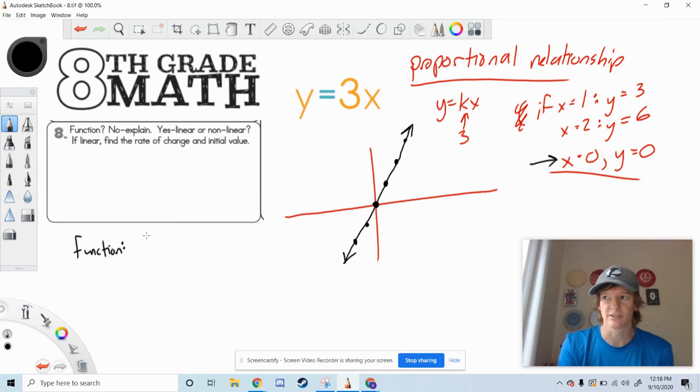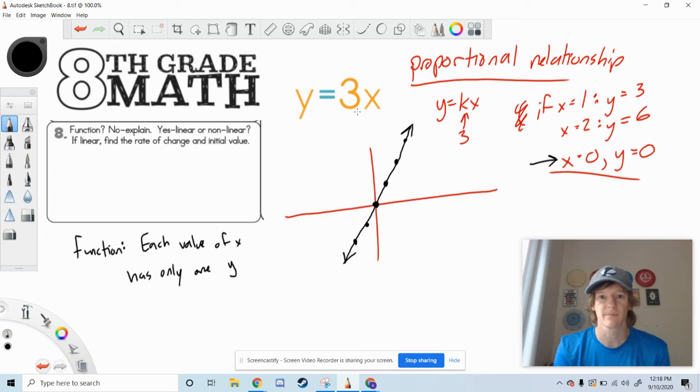The definition of a function says each value of x has only one y. So for example, right here, if y equals 3x, we can see that this actually does only have one y. No matter what we put here, we don't get more than one answer. We put in 2, we only got 6. We didn't get 6 and 4. There's no possible value for x which would give more than one value of y.